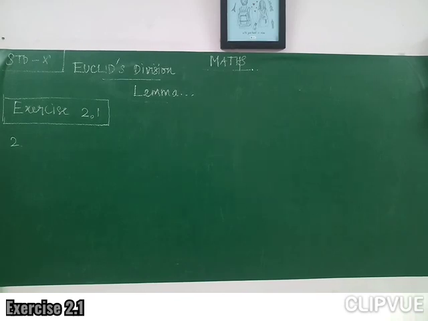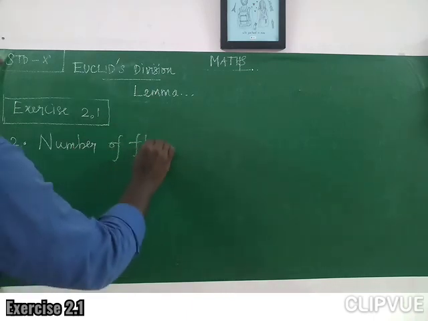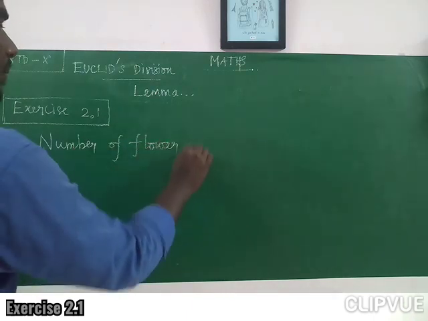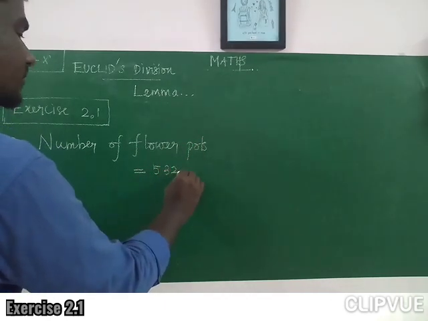Question number 2. A man has 532 flower pots. So the total number of flower pots is equal to 532.